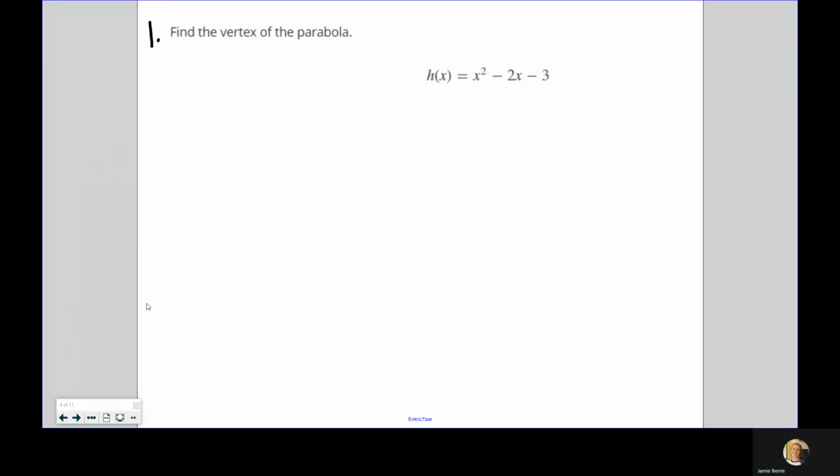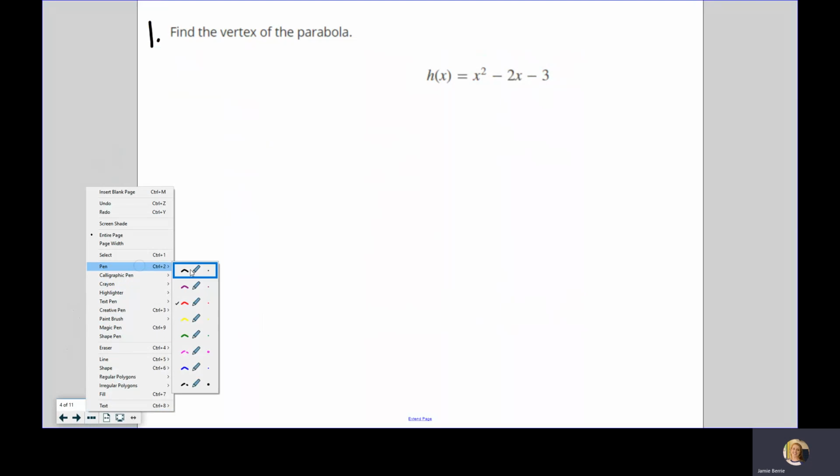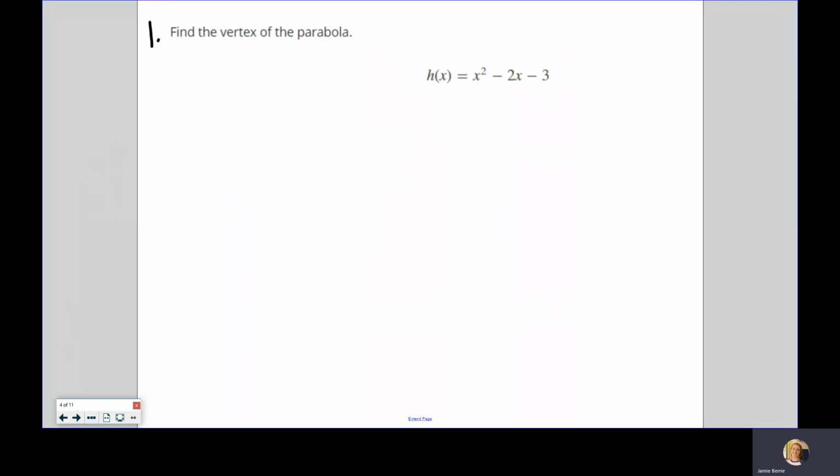All right, so number 1 says find the vertex of the parabola. This particular parabola is named H. It's not going to change how we do the problem. It's just the name of the parabola. So this quadratic function is h of x equals x squared minus 2x minus 3. So we're starting off with a pretty simple quadratic function. All right, so we're going to find the vertex.